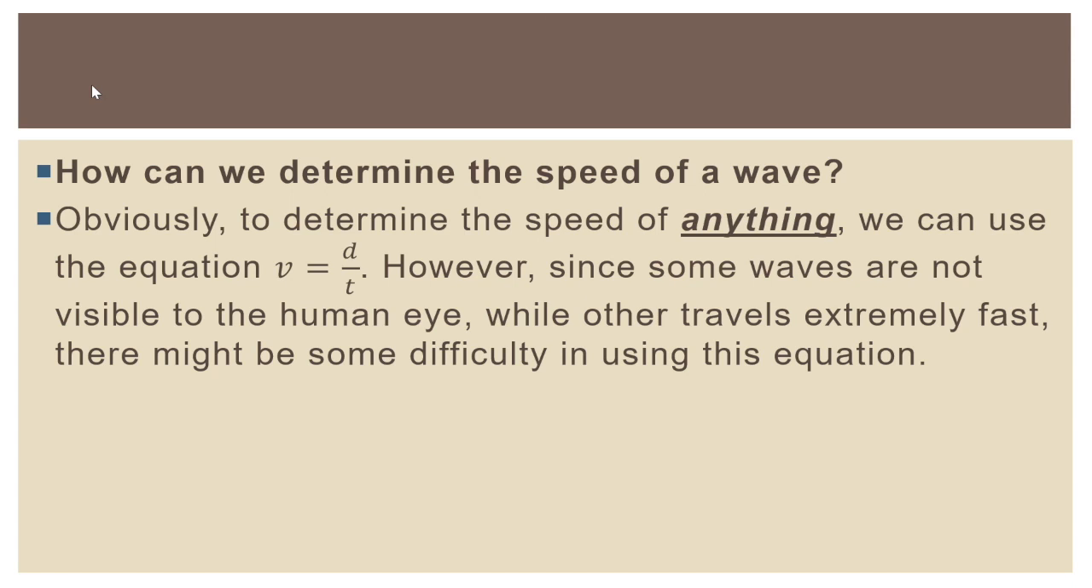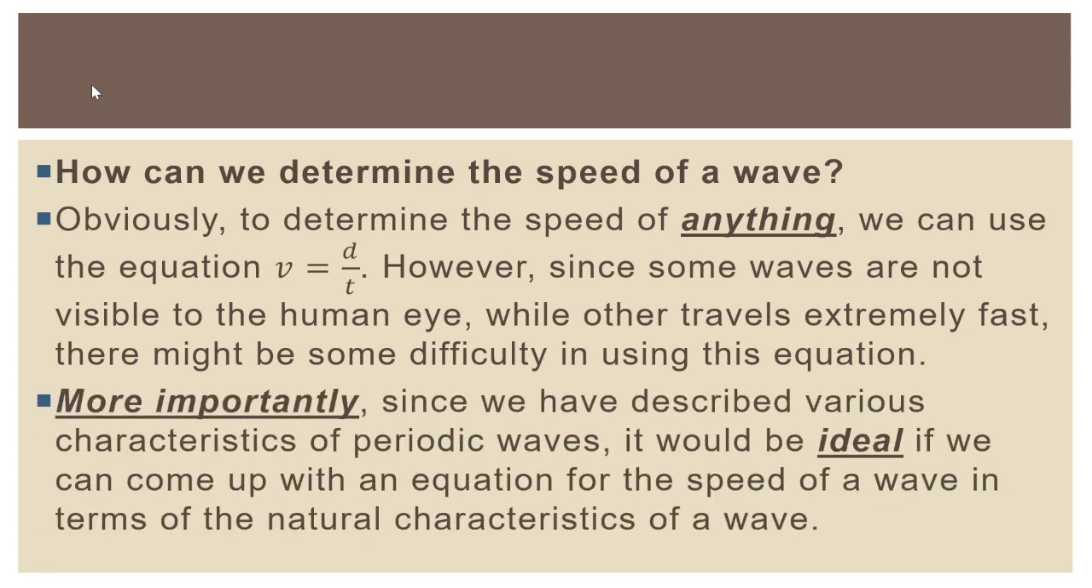And so what we're going to say here, more importantly, is that since we have described various characteristics and features of periodic waves, it would be ideal if we can come up with an equation for the speed of a wave in terms of the natural characteristics of a wave. We talked about frequency, we talked about period, we talked about amplitude, we talked about wavelength. And so it's going to be really nice if we can come up with an equation for the speed of a wave that is written in terms of those features. Take a second to pause this video here and write that down. And when you hit play, we'll talk a little more about how we can do that.